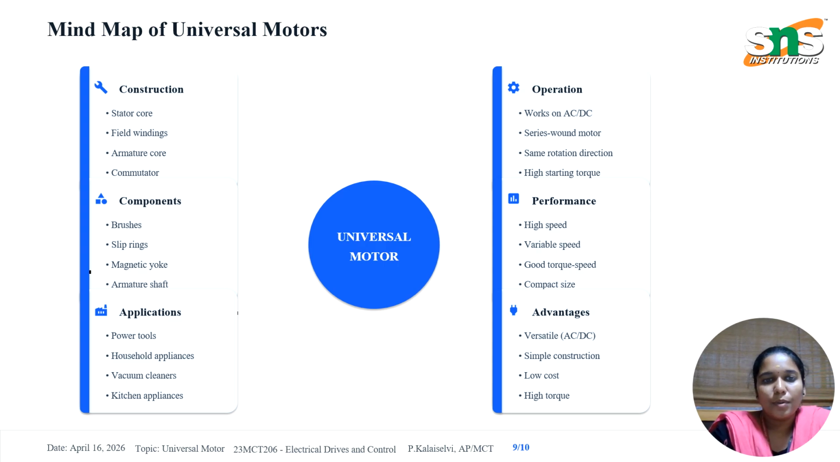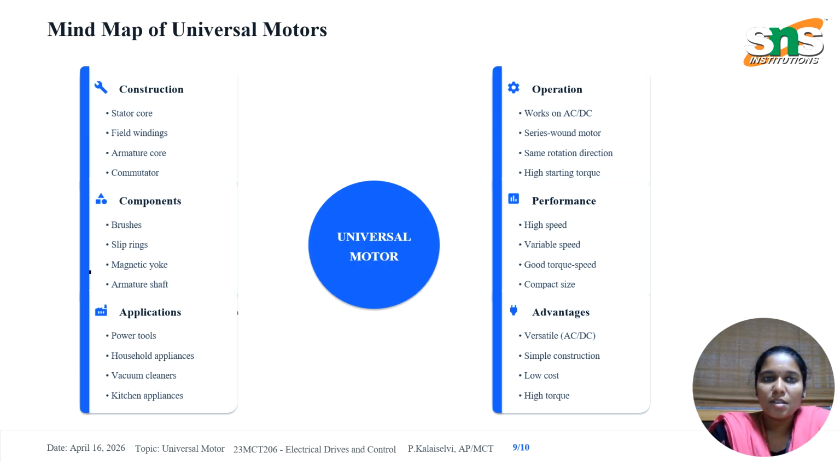These are the mind map of the universal motor, which covers the construction, components, operation, performance, advantages and applications. The universal motor has series motor characteristics: at no load, it has very high speed. At load condition, speed reduces, and torque increases with current. This makes it ideal for applications requiring high starting torque and variable speed.